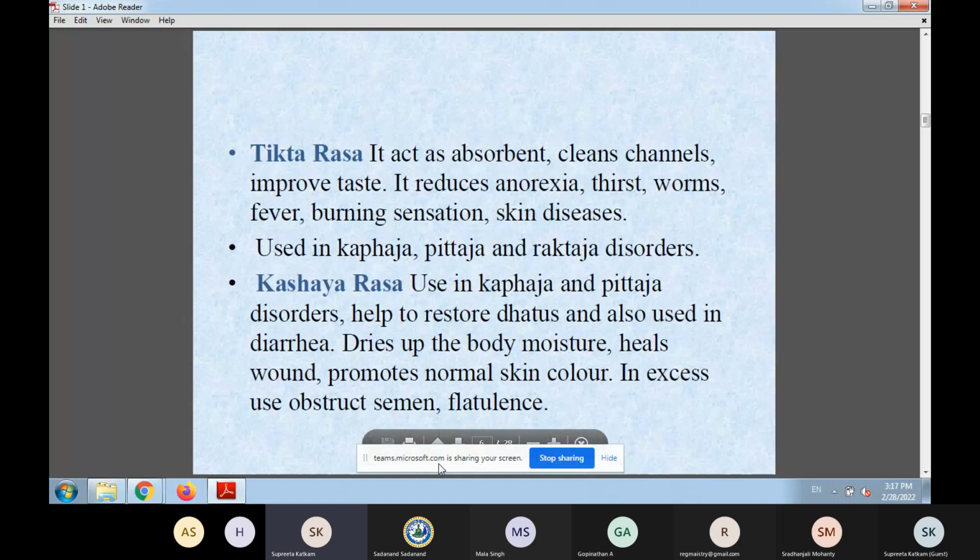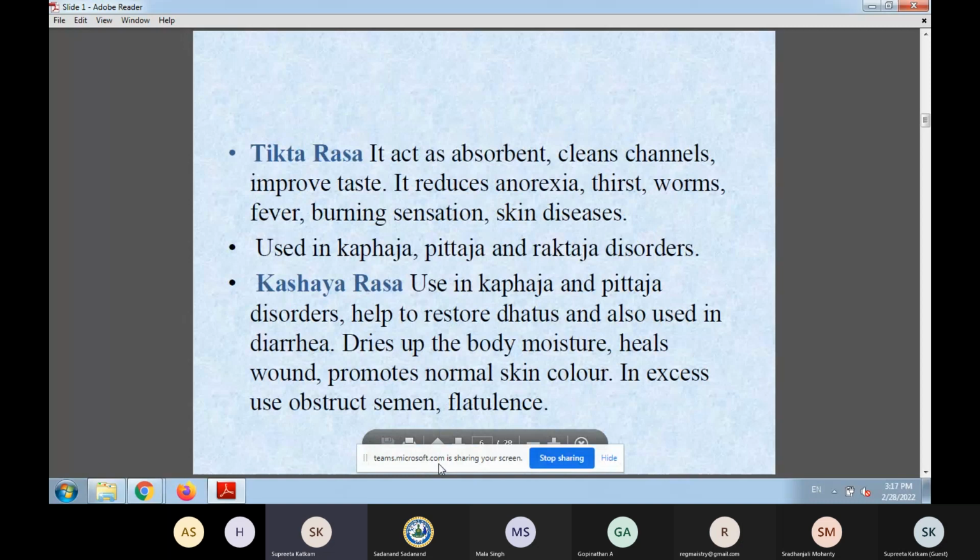Now tikta rasa acts as an absorbent, cleans channels, improves taste, and reduces anorexia, thirst, worms, fever, burning sensation, and skin diseases. Very important: it acts as an absorbent, and we should keep this in mind. Whenever you have excessive discharge from the body, or water retention in the body, then a medicine with tikta rasa should be used. Anorexia is loss of appetite.